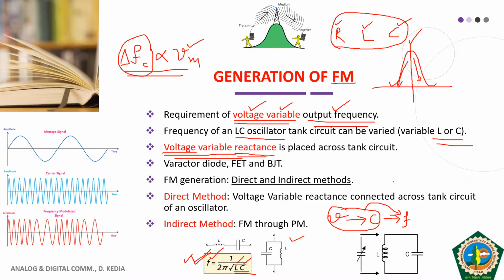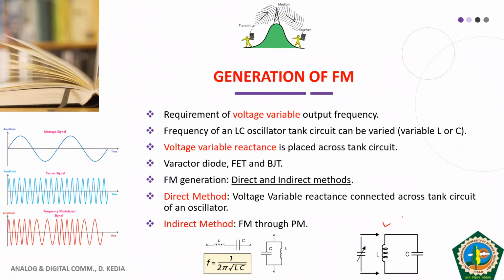Fine. So if I want to show it more clearly, you concentrate on this figure. Here we have taken a fixed L and a fixed C. This fixed L and fixed C will generate a fixed frequency, that is the carrier frequency. We also call the LC circuit a tank circuit. You may be wondering what this tank is. So this LC oscillator circuit is the tank circuit. Now what we do is connect in parallel with this C another capacitor which is voltage variable.